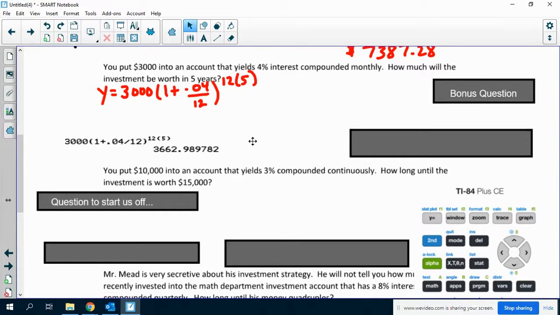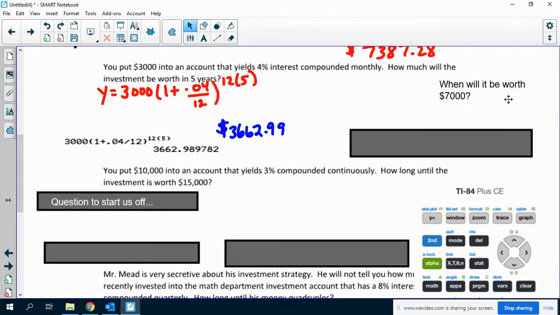So with this 5 years, you end up with $3,662.99. Now, what if I ask a question: when will this amount, that 3,000 that you put in the account originally, equal $7,000? It's a slightly different question.